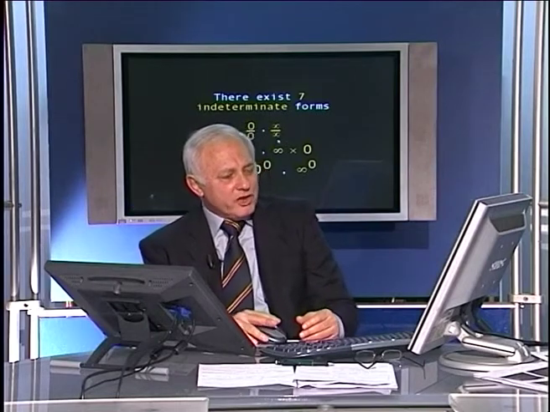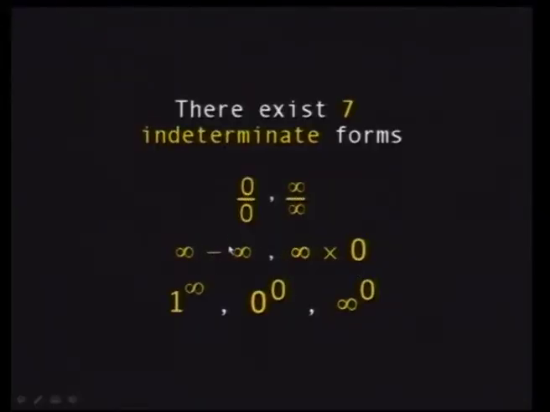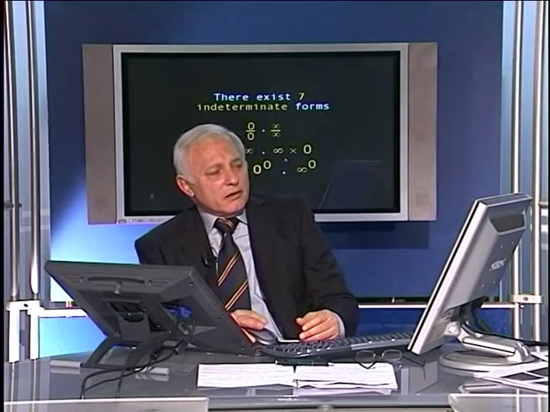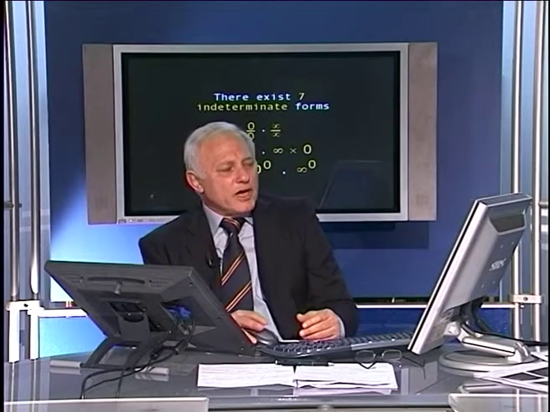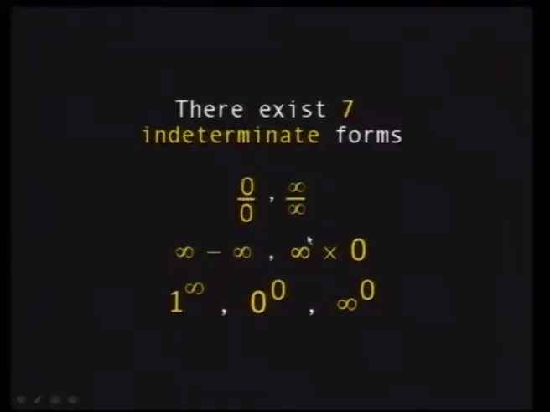But it's not the only one, in fact. You can also have infinity over infinity, or infinity minus infinity, infinity times 0, and 1 to the power infinity, and 0 to the power 0, and infinity to the power 0. In other words, these are the 7 most important indeterminate forms that you encounter all the time when you are taking the limit of a certain expression, and you fail to find the definite value of this expression because you end up with one of these indeterminate forms.